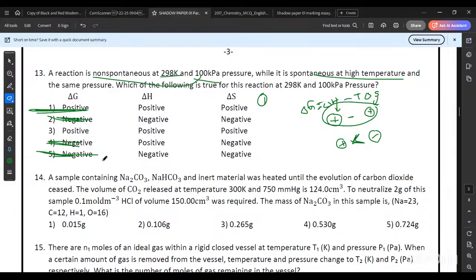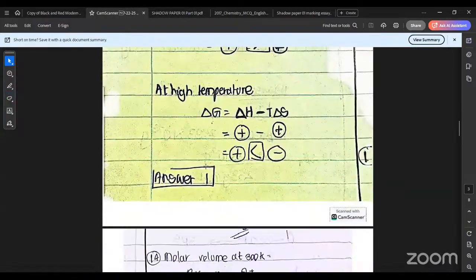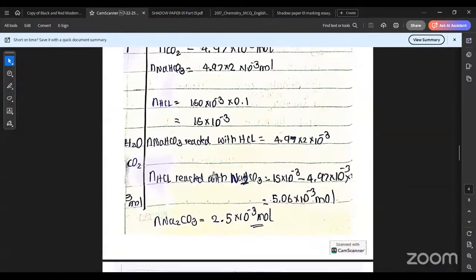14th one. A sample containing sodium carbonate, sodium bicarbonate, and inert material was heated until evolution of carbon dioxide ceased. The volume of carbon dioxide. One more thing, people. Sodium carbonate will not decompose. You should know that in this type of question. Sodium carbonate will not decompose. Sodium bicarbonate will decompose into sodium carbonate, carbon dioxide and water. Where is it?